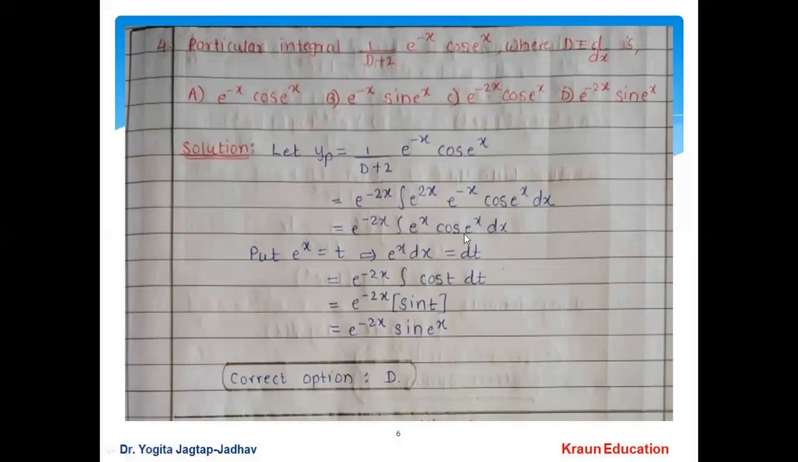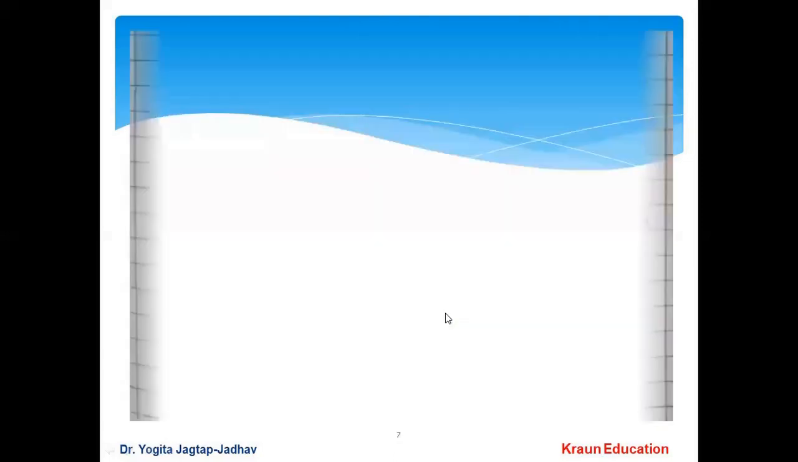Again, I would like to solve this integration by using the substitution method. What should be the substitution? It is the angle present inside the cosine function. Therefore, just put e raised to x equal to t, and its derivative is e raised to x into dx equals dt. Using this substitution, the above integral becomes integration of cos t dt. Again, you know integration of cos t is sin t. Therefore, replacing the value of t as e raised to x, we get the final particular integral yp equal to e raised to minus 2x into sine of e raised to x. Therefore, the correct option is D.